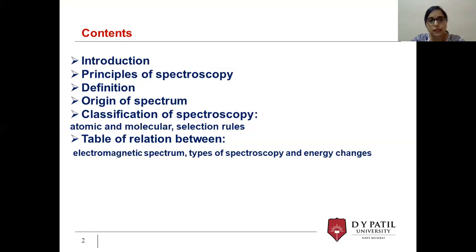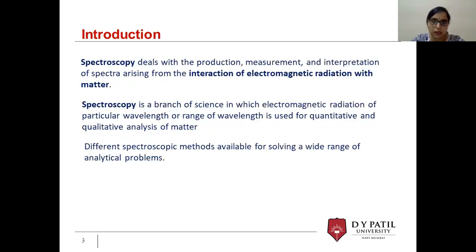And the last one is table of relation, that is table of relation between electromagnetic spectrums, type of spectroscopy, and the energy changes which are involved. So to start with, what is spectroscopy? Spectroscopy is a technique that deals with the production, measurement, and interpretation of spectra arising from the interaction of electromagnetic radiation with matter. So as we all know, what are electromagnetic radiations?